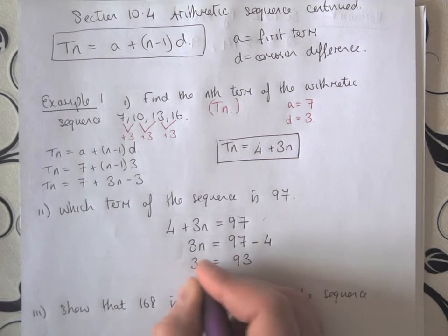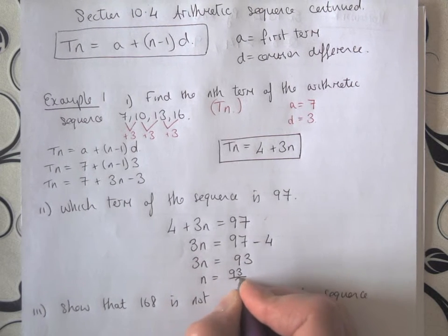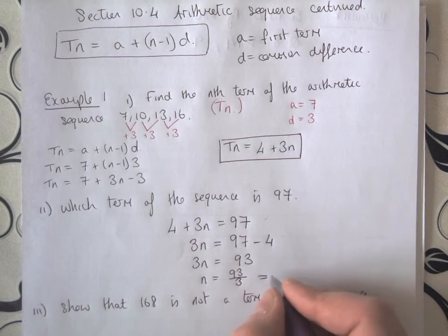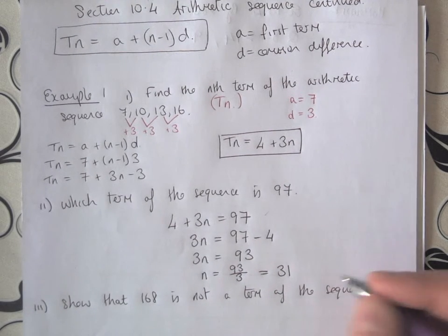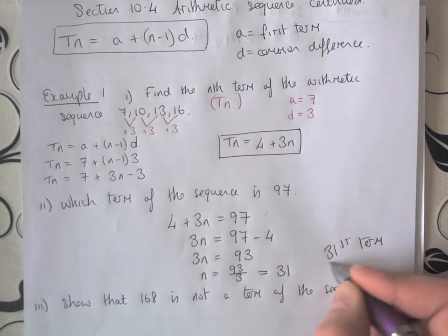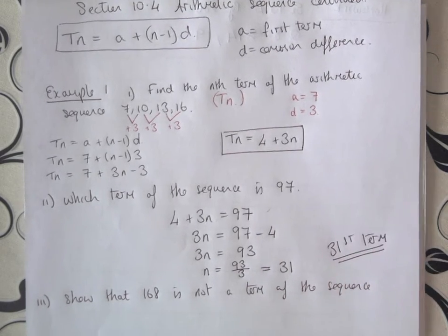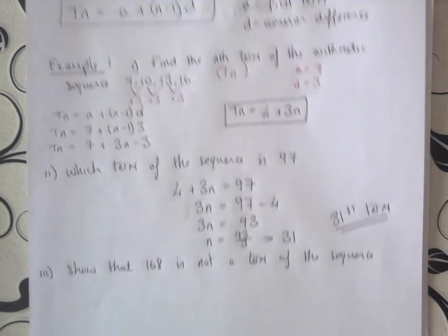Then the opposite of multiplying, this is 3 times n, so the opposite of multiplying is dividing. So I divide 93 over 3, which is 31. Okay, so which term of the sequence is 97? So the 31st term. The answer will give you 97. So if you put in n is 31, you'll get out 97. That's what we're saying there.